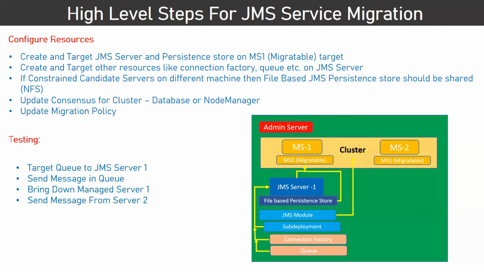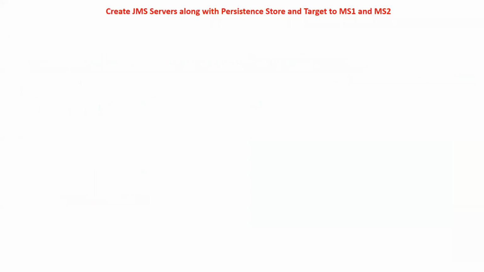Okay, so the testing part: what I'm going to test and how I'm going to test is that I will send the messages to my queue, which is deployed on managed server 1. After that, I will bring down my managed server 1, and then I will again try to send the messages from managed server 2. Okay, and then I will see if the messages are getting posted or not. Now first I will create a JMS server.